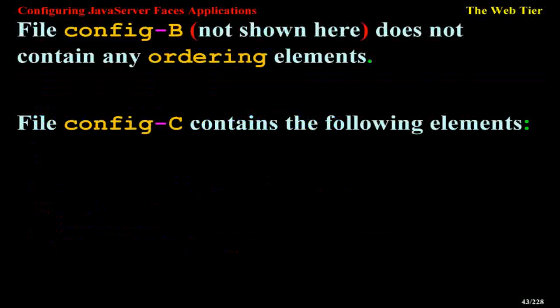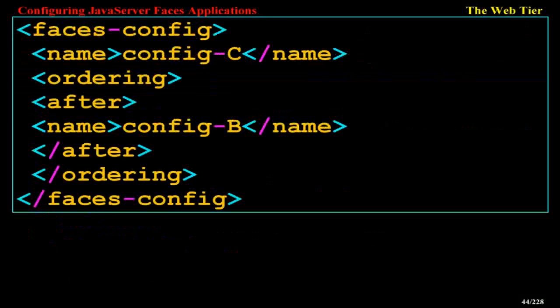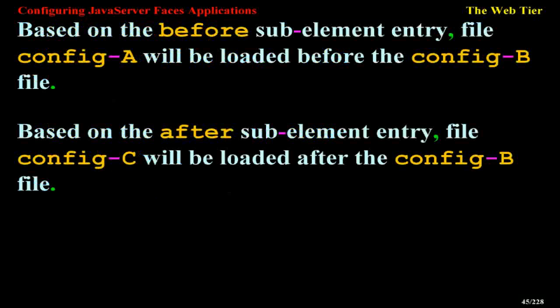File configC contains the following elements: <faces-config> <name>configC</name> <ordering> <after> <name>configB</name> </after> </ordering> </faces-config>. Based on the before sub-element entry, file configA will be loaded before the configB file. Based on the after sub-element entry, file configC will be loaded after the configB file.